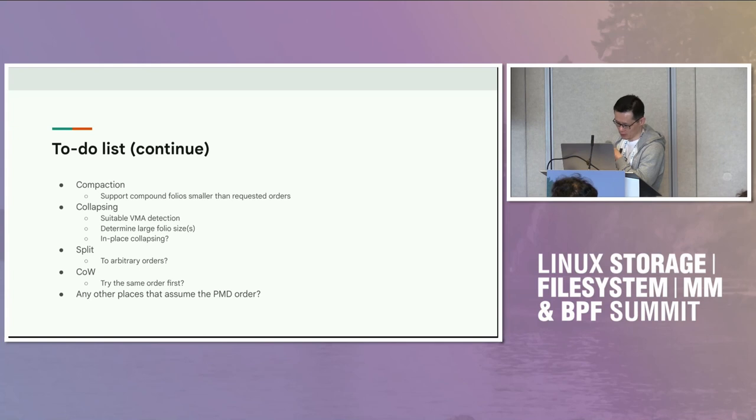We need to support compound folios smaller than the request orders. So I think this should be easy to fix. Basically, right now, if compaction hits a compound folio, it would just skip it. That worked fine previously because compound folios usually are larger than page blocks, right? But now we have compound folios that are smaller than page blocks. So we cannot just assume we can skip this compound folio and move on to the next, right?